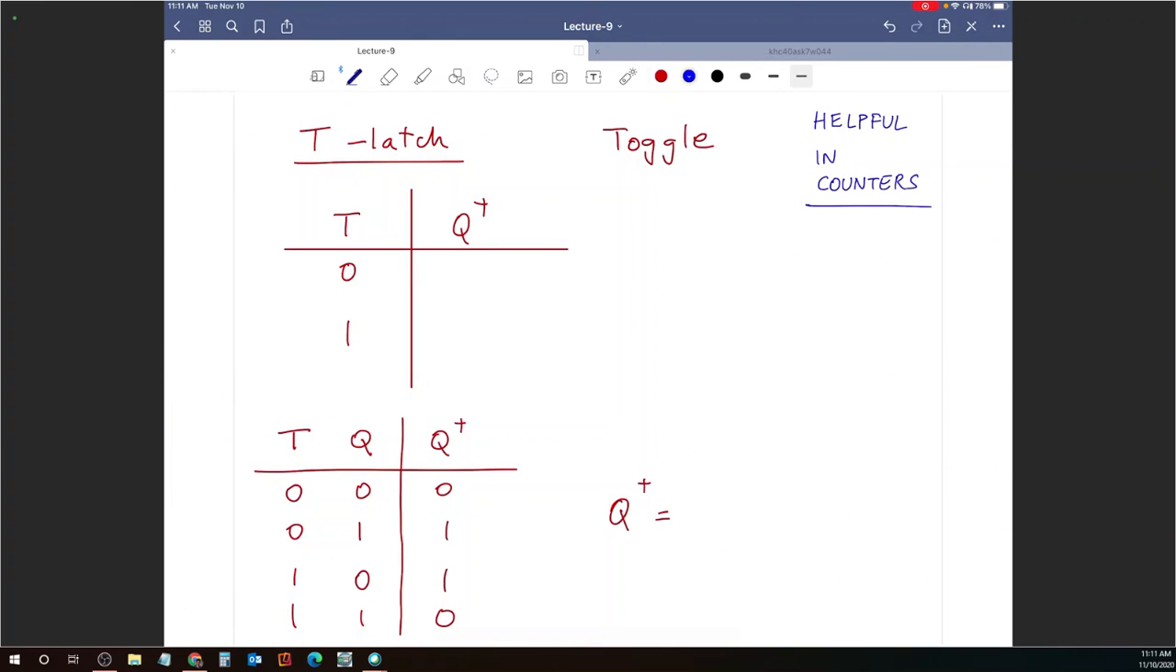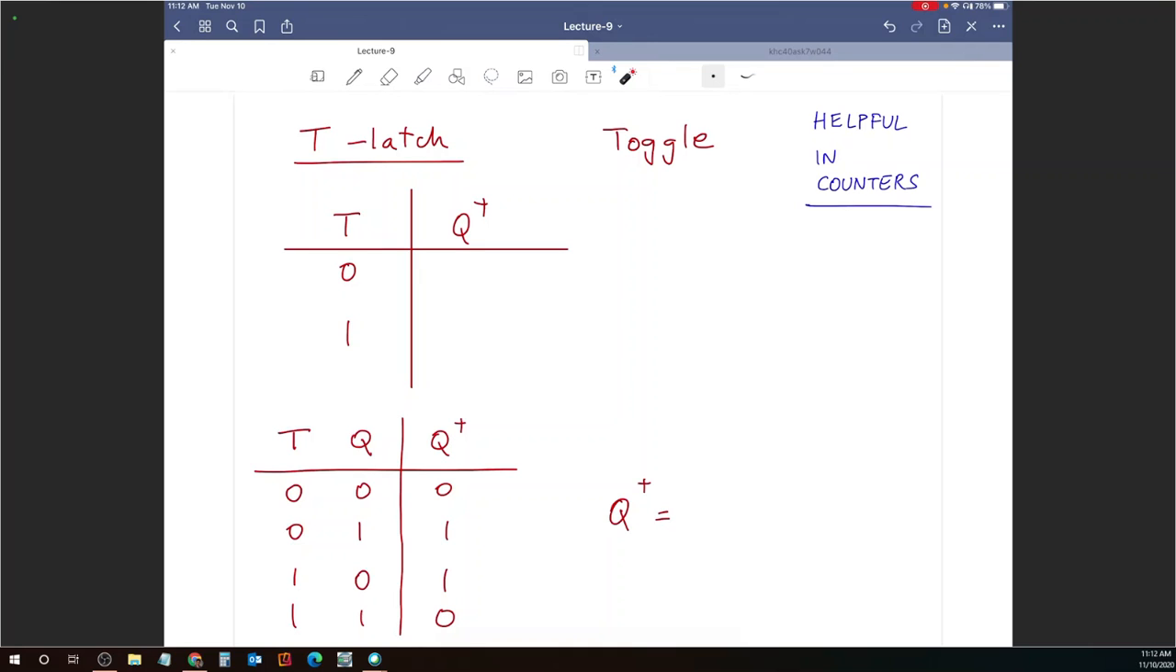A toggle flip-flop is very helpful in counters. You know why it is helpful in counters? Very simple. The least significant bit of a counter will toggle every count. The next most significant bit of a counter will toggle every second count, every fourth count, every eighth count. So things that are in a counter always keep toggling. So a toggle flip-flop becomes very helpful in the design of counters. And you will see that when we try to design counters using flip-flops.